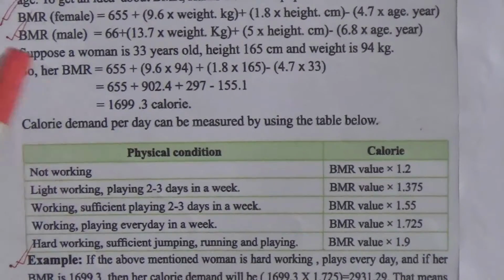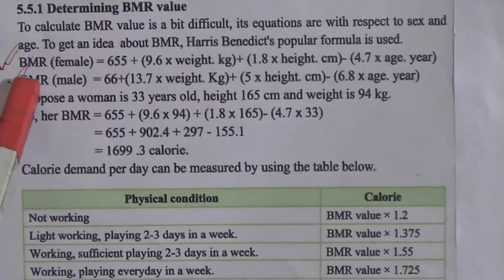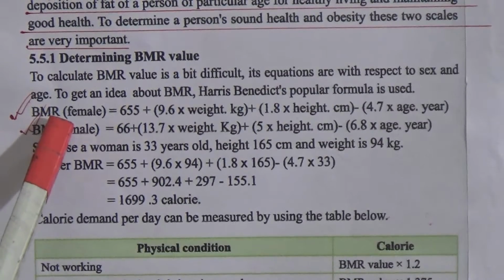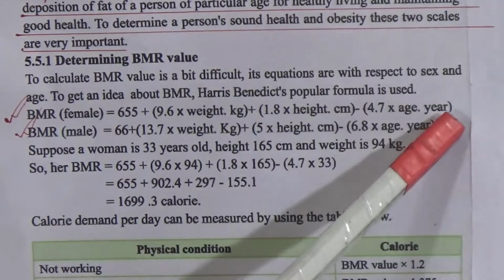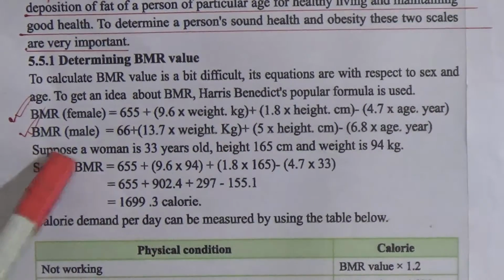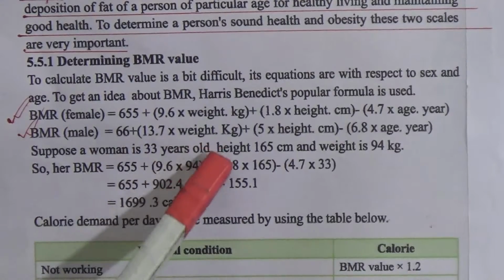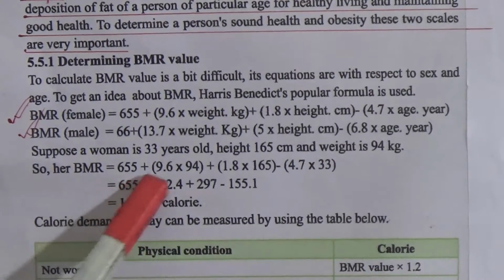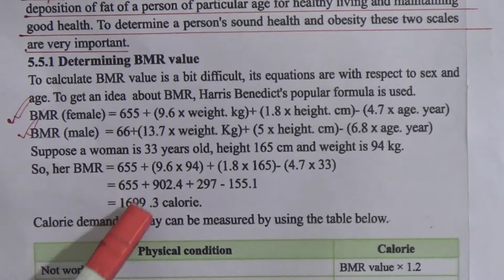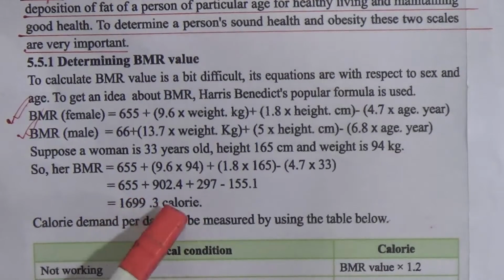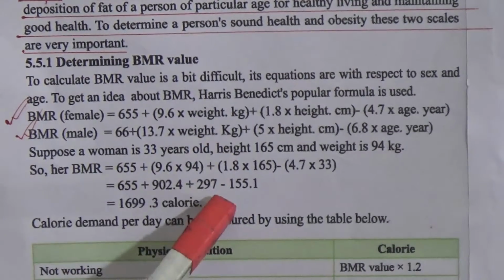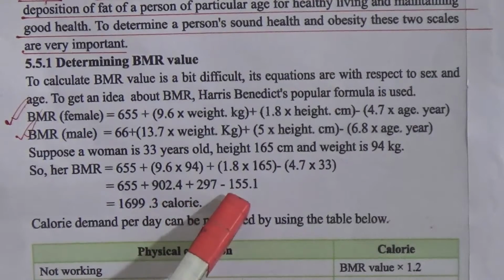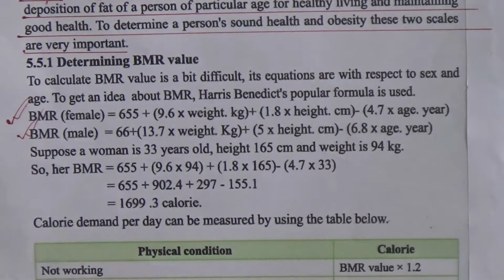Now, from this BMR value, by applying this formula we can easily find it out if we know a person's weight, height and age, in units of kg, centimeter and year. Suppose a woman is 33 years old, her height is 165 centimeter and her weight is 94 kg. Her BMR according to the Harris-Benedict formula will be 1699.3 calories. That means if she is at rest, she needs at least 1699.3 calories per day.